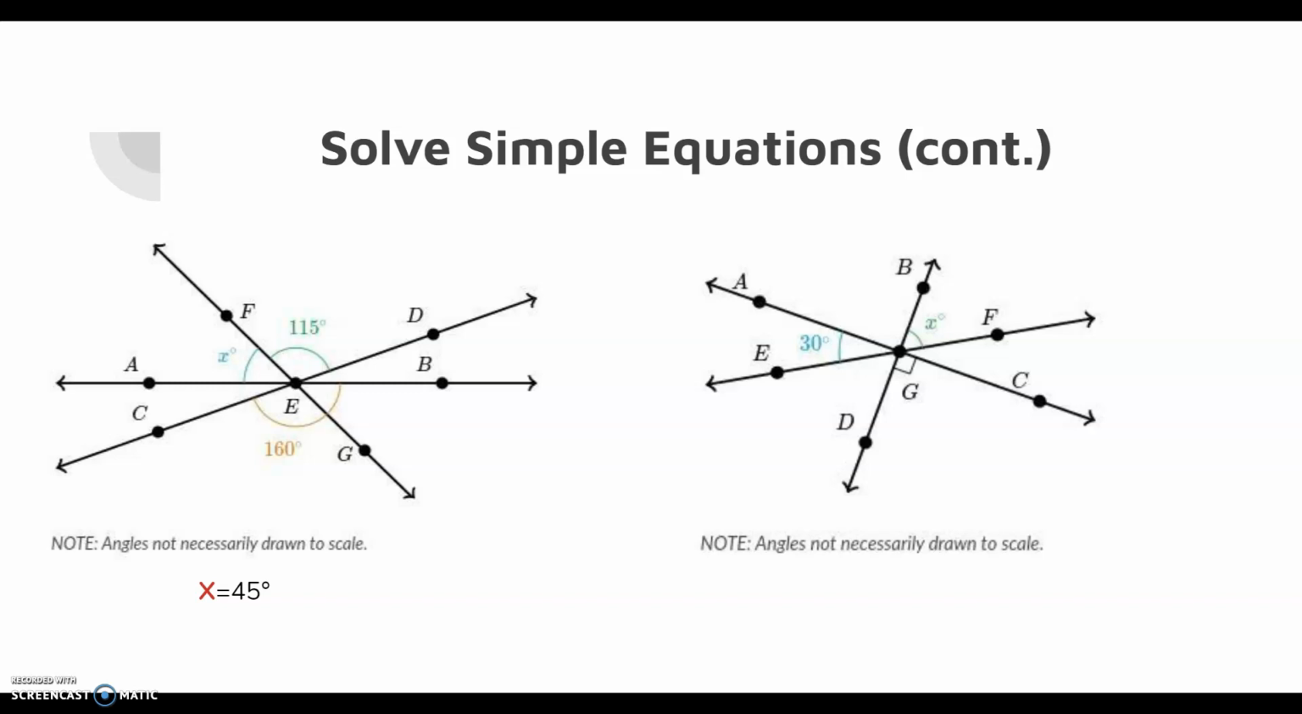And the next one, so we know that this is 30 right here, and sorry, I'm doing this wrong. We know this is a 90, and 90, and then the vertical across from it is 90. So 90 plus 30 is 120, and then this is 180. So 180 minus 120 would be 60.